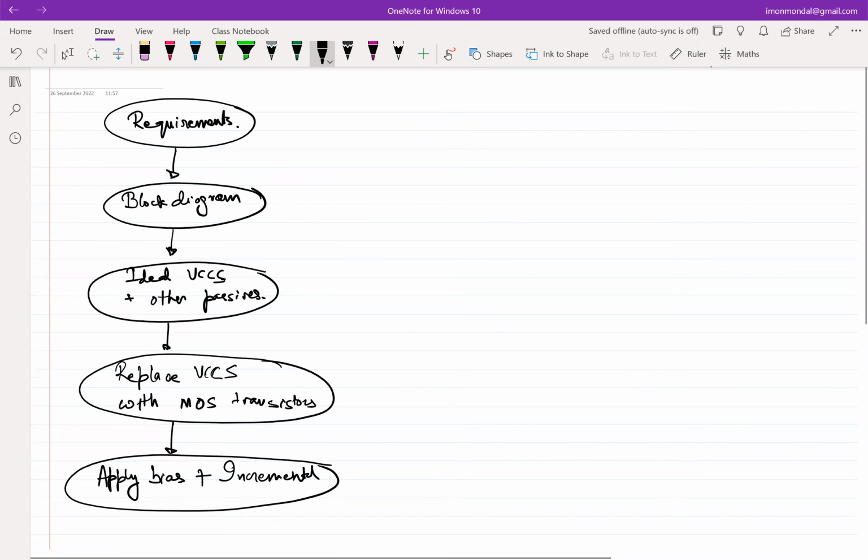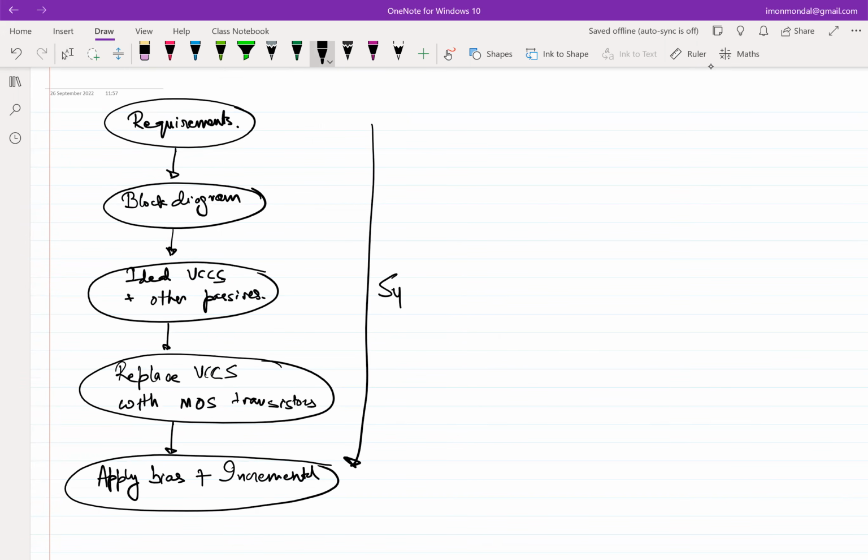So this design flow, from top to bottom, we call it a synthesis. You are synthesizing something from nothing. You started off with nothing, with a requirement, and you ended up with a circuit. You designed something from 0. Now, since this is a synthesis, you will often find that there is no single solution. You might have multiple solutions, and that is okay.